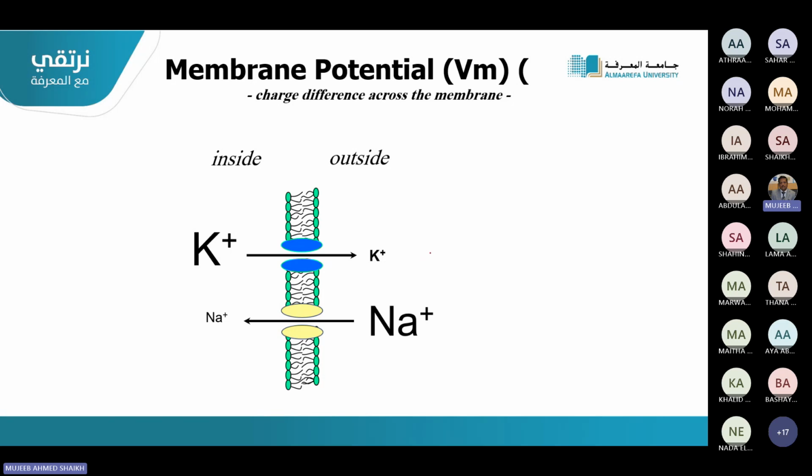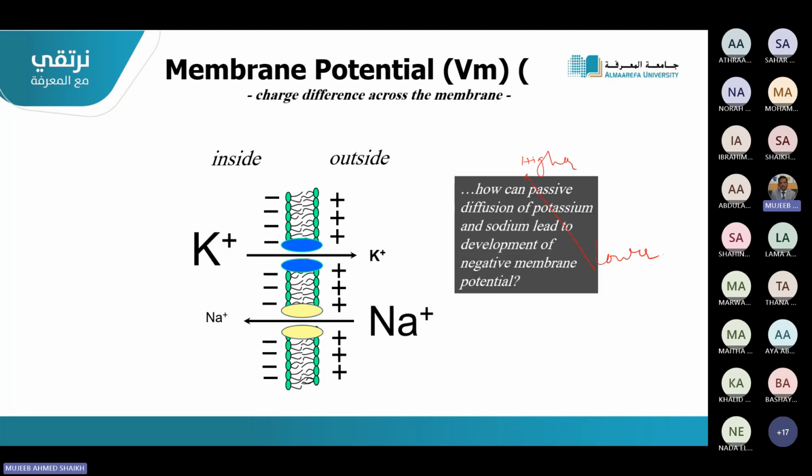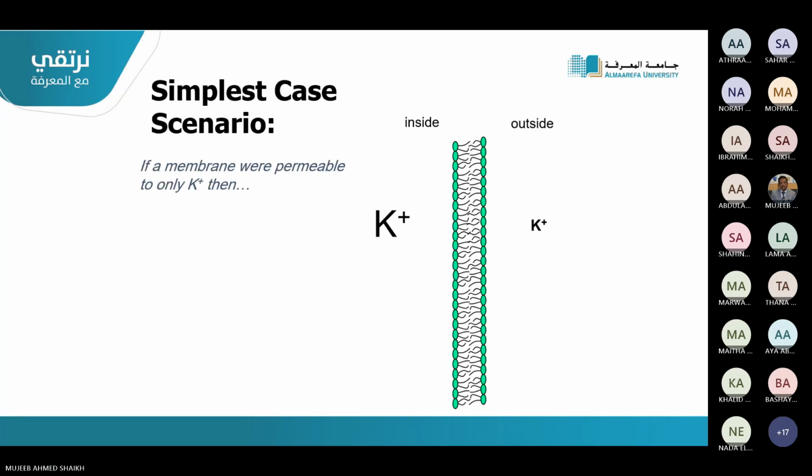Because of that, they have a tendency to move from the higher to the lower side. Whenever there is a difference, they try to move from higher to lower side. So they will try to move like this and create a positivity outside and negativity inside. Maybe instead of taking both sodium and potassium, let us take the example of potassium only.